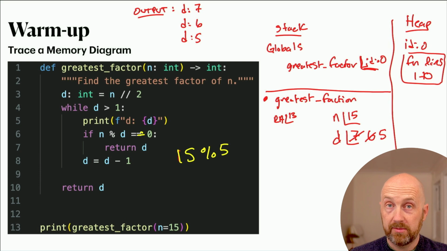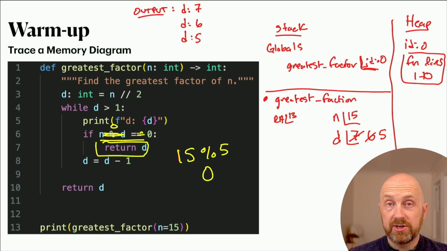So this would be 3 with 0 remainder. So this is now true. 15 divided by 5 has a remainder of 0. This evaluates to 0. Is 0 equal to 0? Yes, that's true. So we go into the then block.